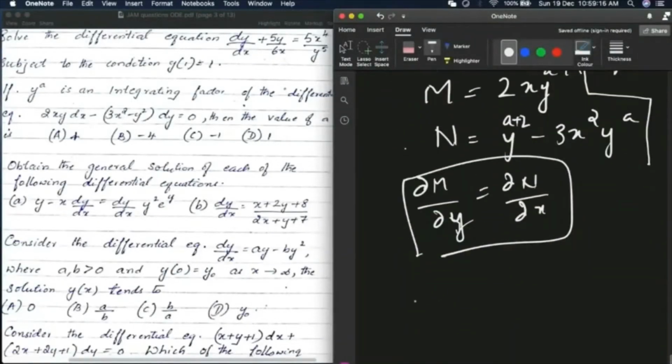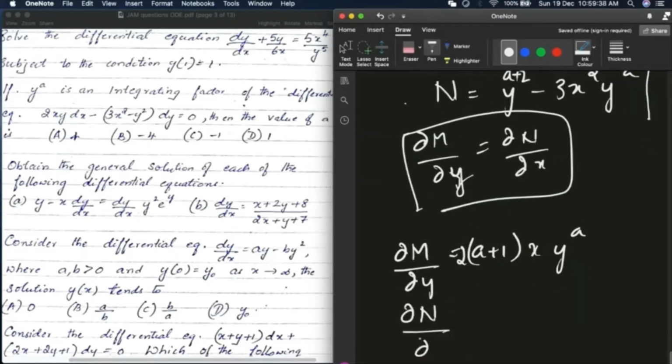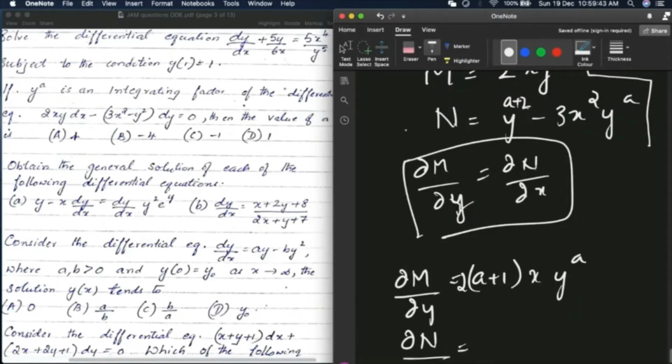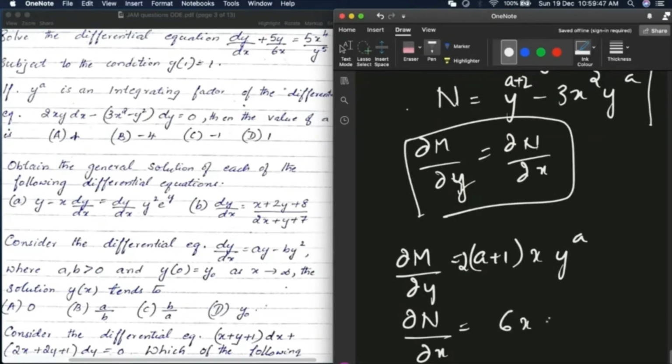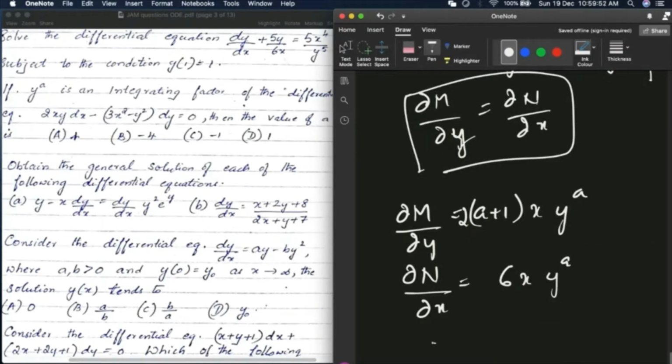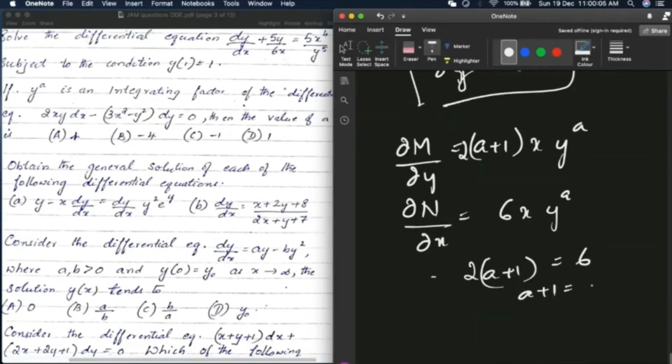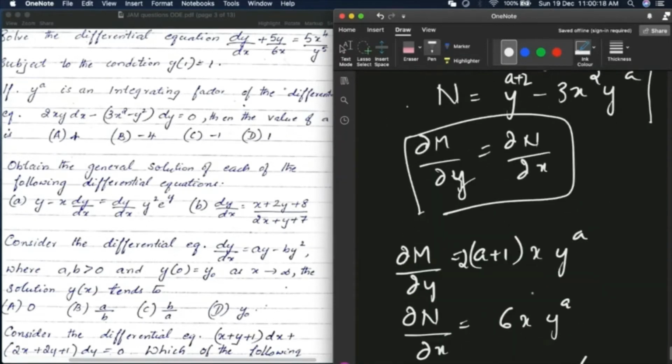Correct. When I find dou N by dou x, this term becomes 0. So this has to be equal because it's exact, no? You have multiplied with your integrating factor, that means this has to be exact. So you get 2 into a plus 1 is equal to 6. So a plus 1 is equal to 3, or a is equal to, what did you get? What answer did you give me? 3 minus 1, 2 is not given. No, I made a mistake. Is there a plus or minus mistake that I've made? Yes, there is a minus here.